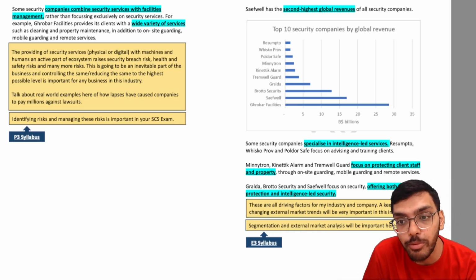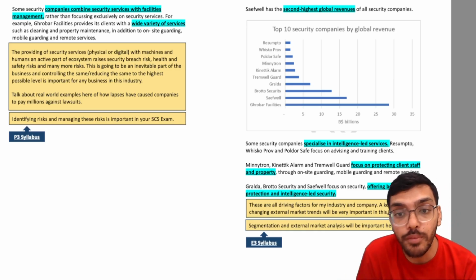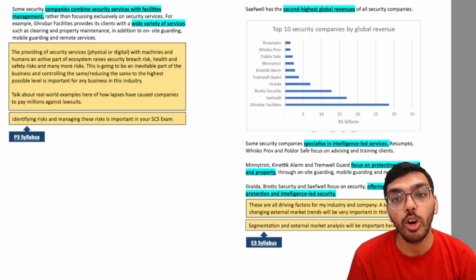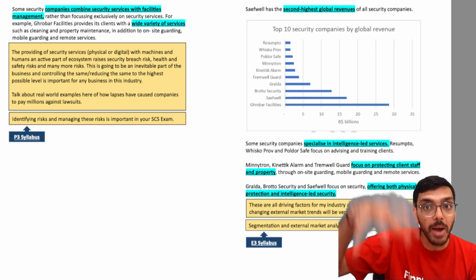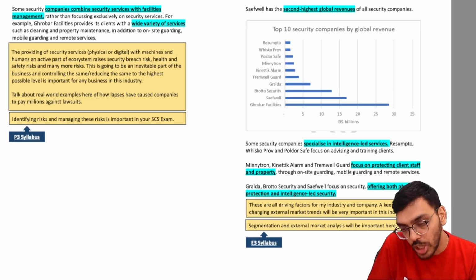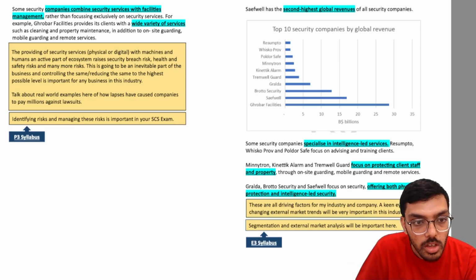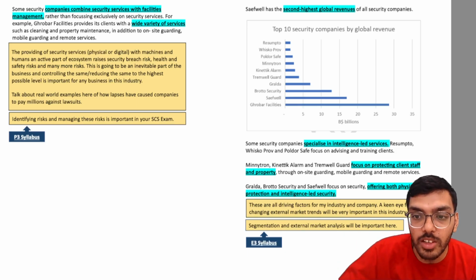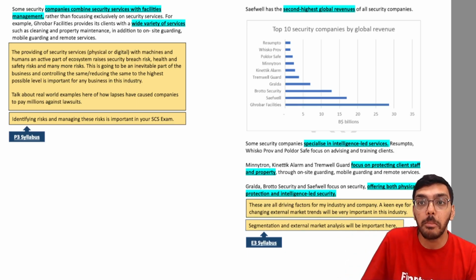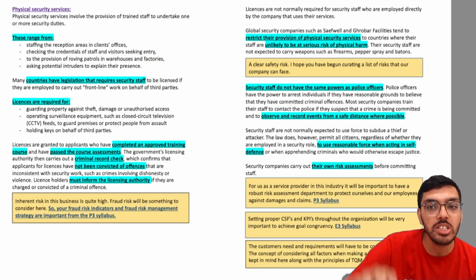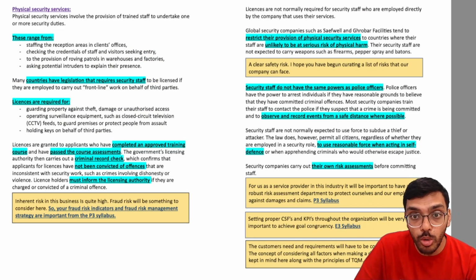Gralda, Brotto and Saefwell focus on security, offering both physical and intelligence-led. So we are looking at all of these services combined. That's what they're trying to tell us, and naturally that has to be the case. Only then we can be such a large player in the market. Now these are all driving factors for my industry and company, that there are many competitors in this market. There are many opportunities in the market. So I've already mentioned the importance of segmentation and external market analysis for you up until now.